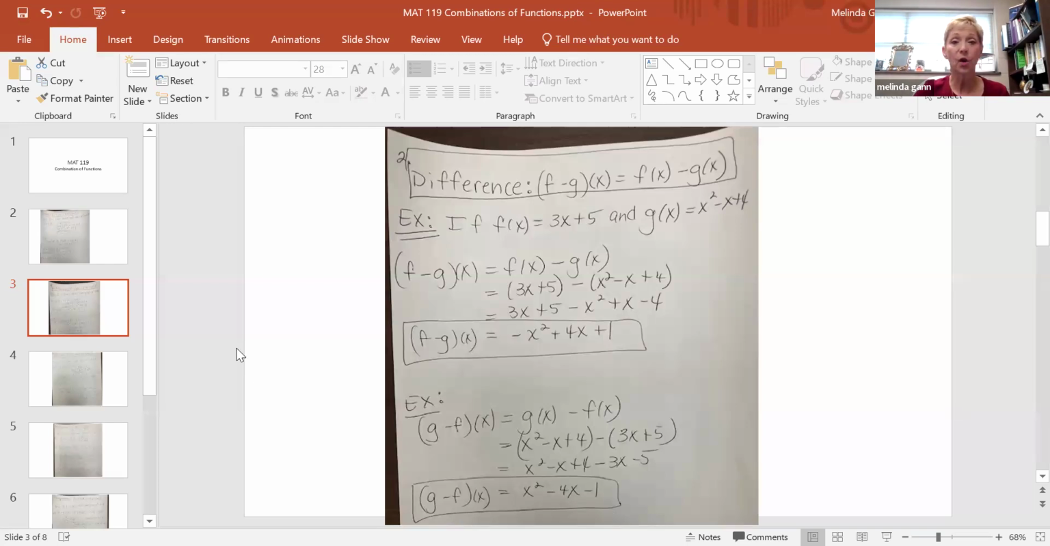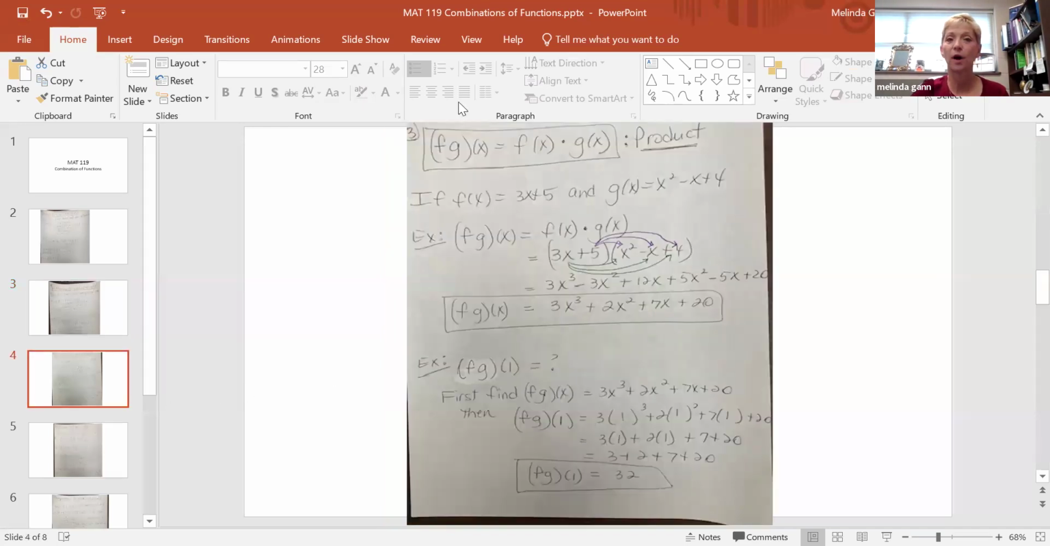Now, what if they wanted f minus g at 4? Well, then I would figure out f minus g of x, and then I would plug a 4 in for x there and a 4 in for x there. If they wanted g minus f at 1, then I would find g minus f at x first, and then I'd plug a 1 in for x and a 1 in for x. So sometimes they'll leave it an x, and sometimes they'll put a number there.